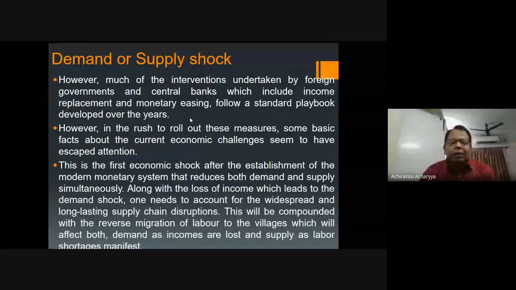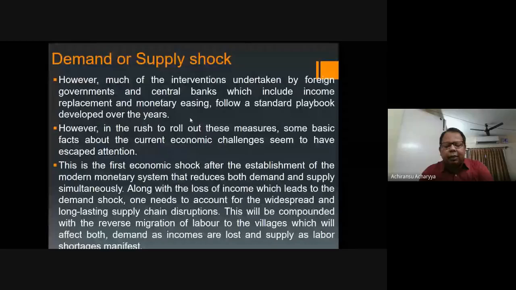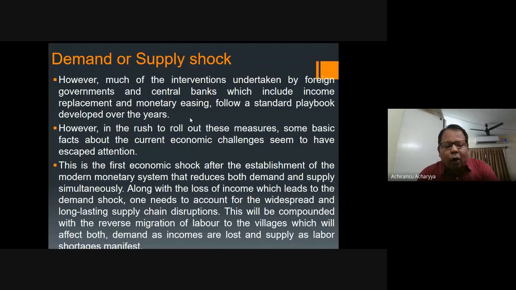However, in the rush to roll out these measures, some basic facts about the current economic challenges seem to have escaped attention. One is that this is the first economic shock after the establishment of the modern monetary system that reduces both demand and supply simultaneously. Because along with the loss of income which leads to the demand shock, one needs to account for the widespread and long-lasting supply chain disruptions.